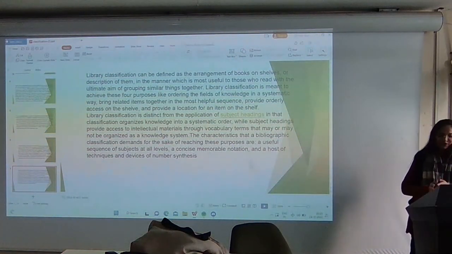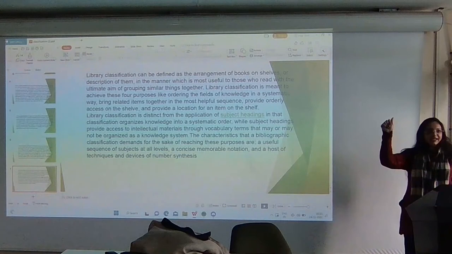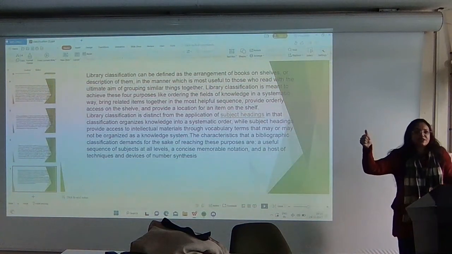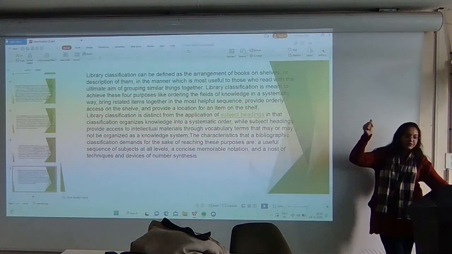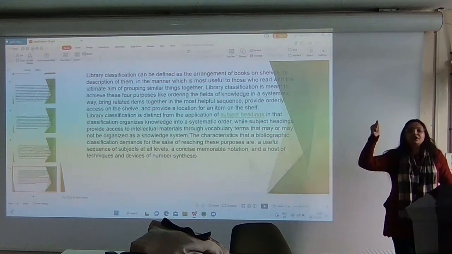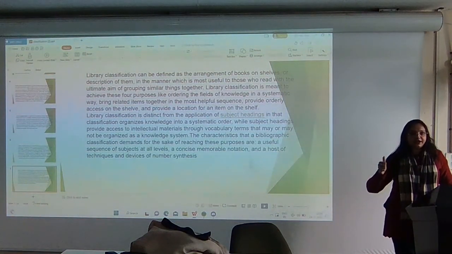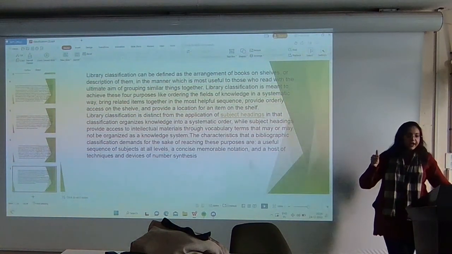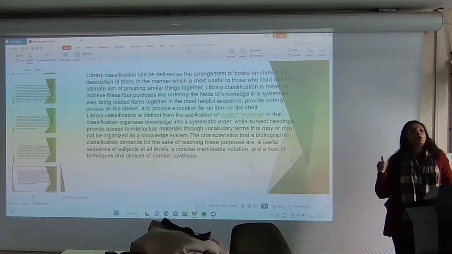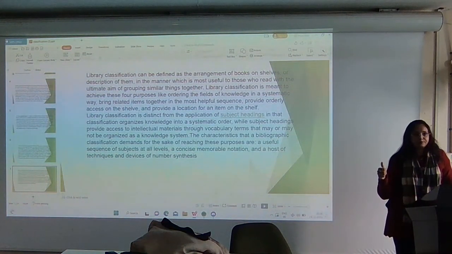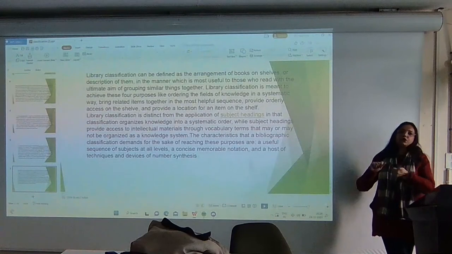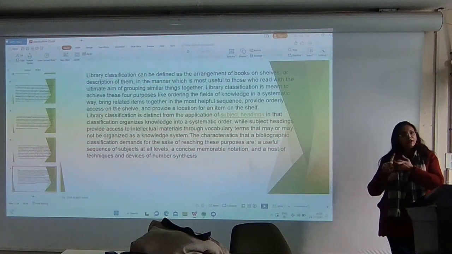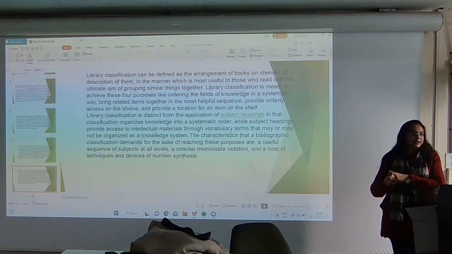All right. So we have the DDC, that is Dewey Decimal Classification Scheme. Then we have UDC, that is Universal Decimal Classification Scheme. Then we have CC, that is the Colon Classification Scheme. So in some libraries you will find DDC, and in a few libraries you will find the CC.